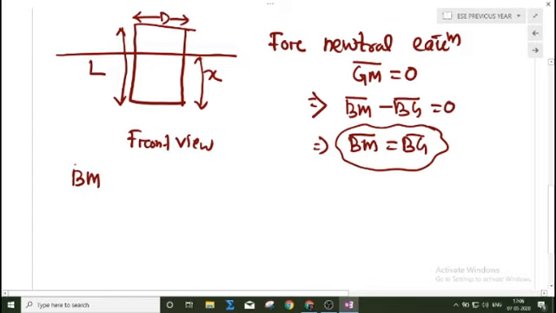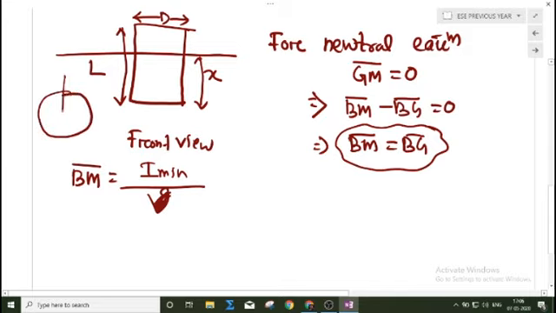BM is equal to the minimum moment of inertia of the plan of the body divided by the volume of the body submerged inside the water. If you see the top view, it looks like this, with diameter D. This is my X axis, this is my Y axis, and this is my Z axis. Now what is the minimum moment of inertia?